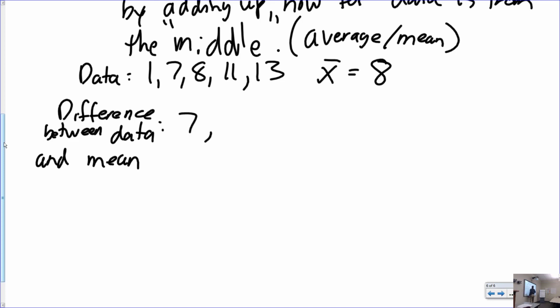How far is it from 7 to 8? How far is it from 8 to 8? Now subtract the opposite direction. What's 8 minus 11? And what's 8 minus 13? What happens when you add all of those numbers up?